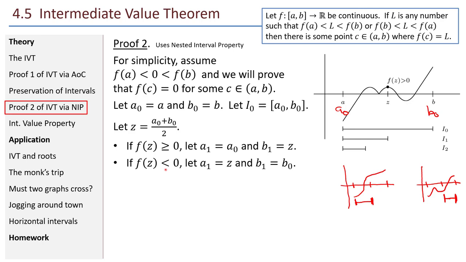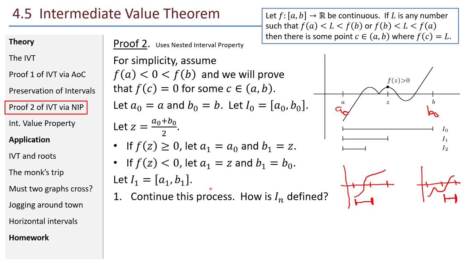If f of z is less than 0, then a1 is z, b1 is b0. So I take the right half of the previous interval. Let I1 be a1, b1. So we can continue this process and see how I sub n is defined. And it's not too hard to show that the hypotheses of the nested interval property are satisfied. Closed intervals all nesting in each other forever and ever.